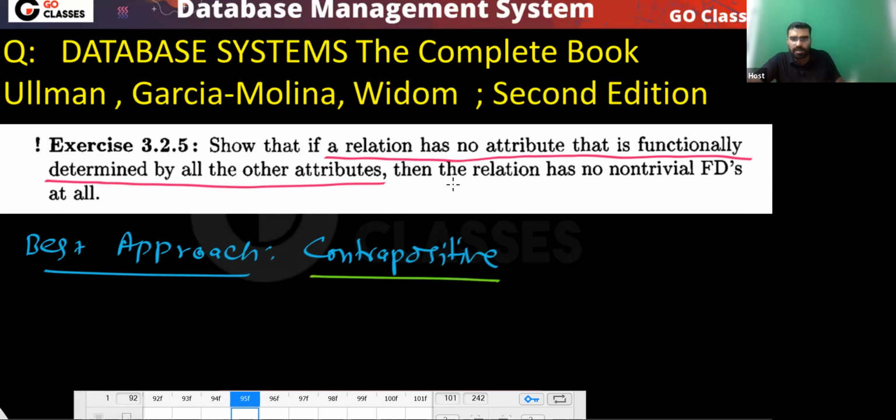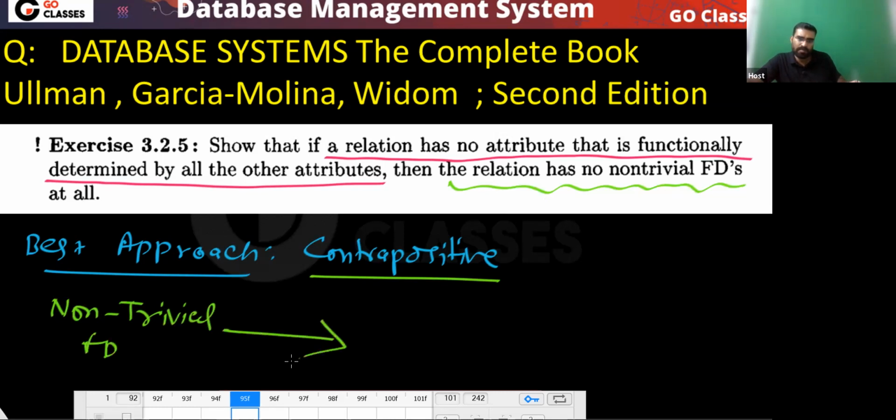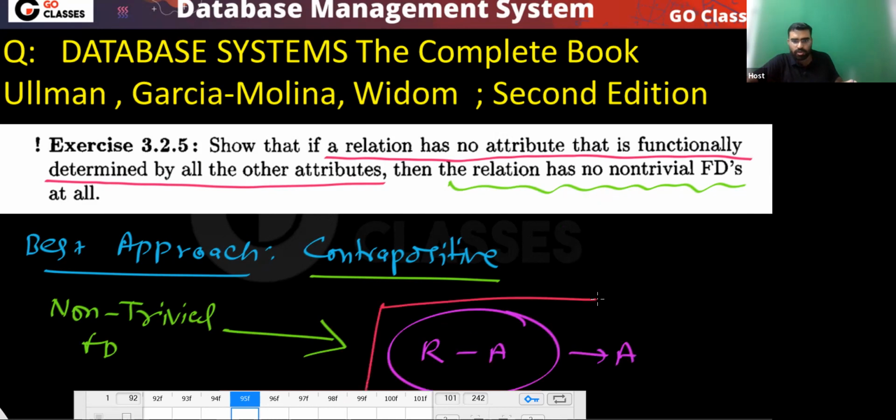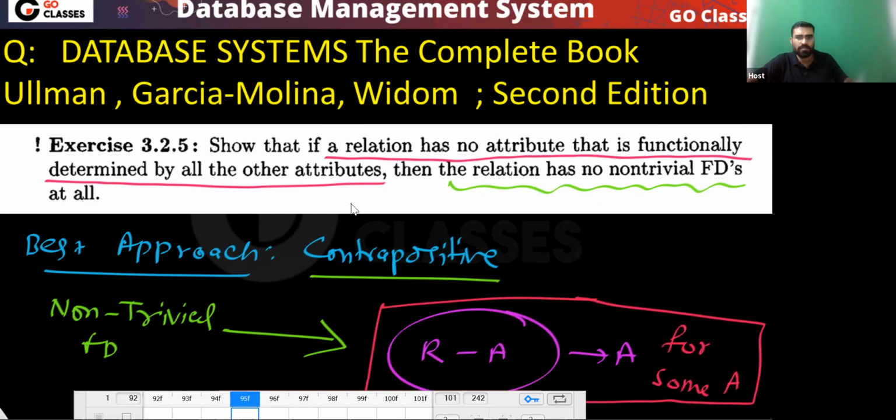In this contrapositive approach, assume there is a non-trivial FD. Then what should happen? Then there should be some attribute which is determined by all others, for some A. Do you agree? Yes or no? This is the contrapositive approach. This is the best approach.